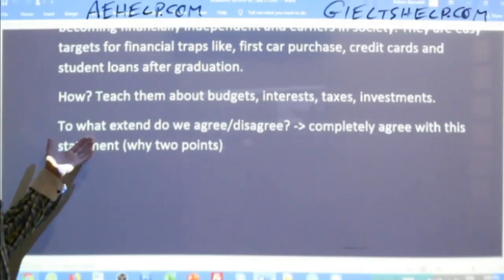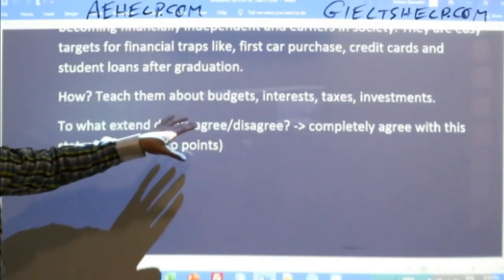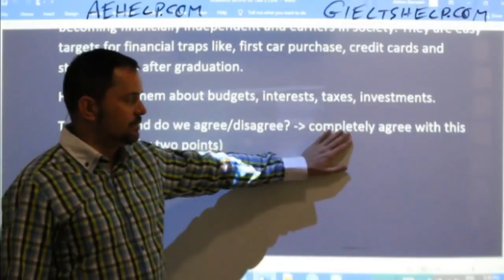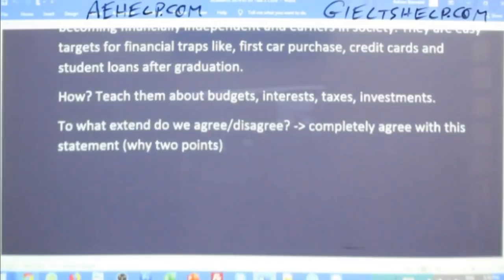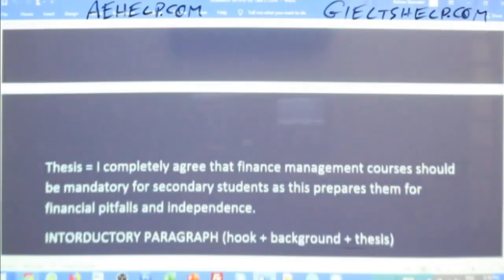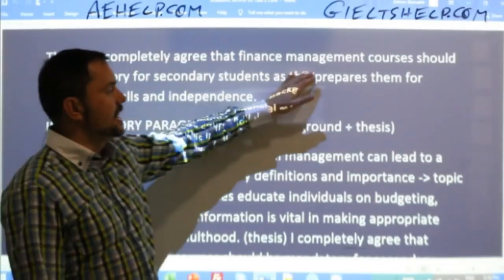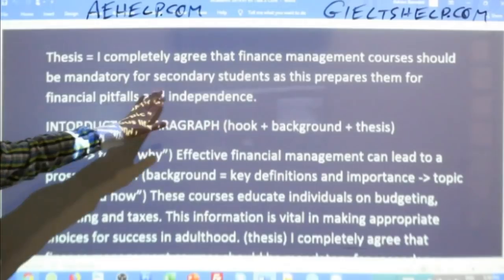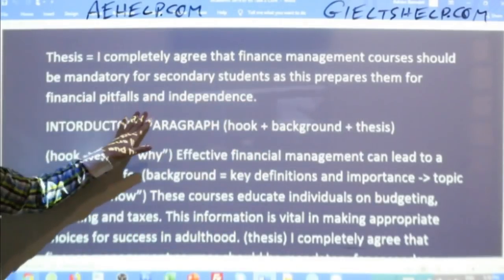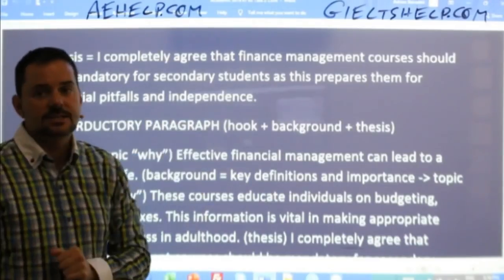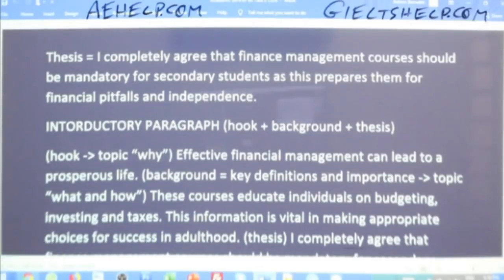So then the question was, to what extent do we agree that high schools should include financial management classes in education, make it mandatory? And we said we completely agree with this statement. So we came up with the thesis. I completely agree that financial management courses should be mandatory for secondary students, as this prepares them for financial pitfalls and independence. Okay? All right. Dinesh says, yeah, I remember. We completely agreed with this idea.